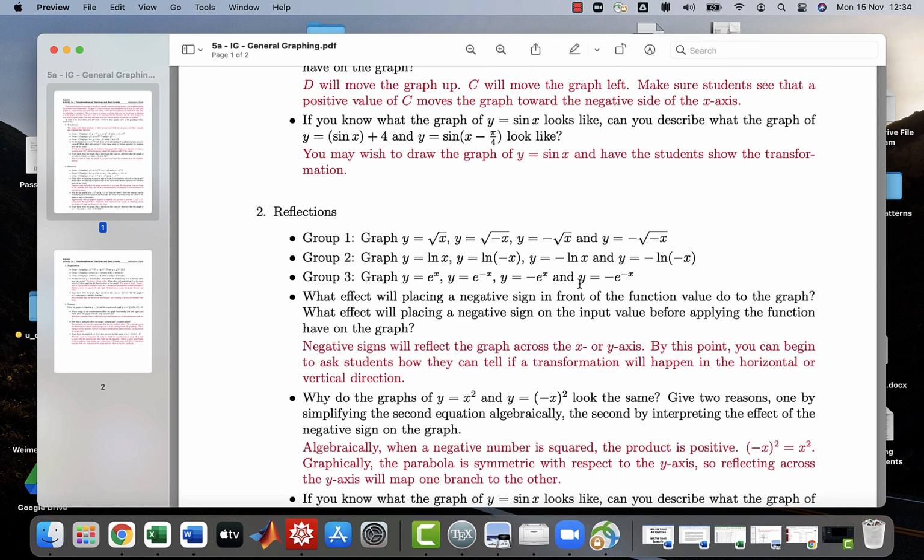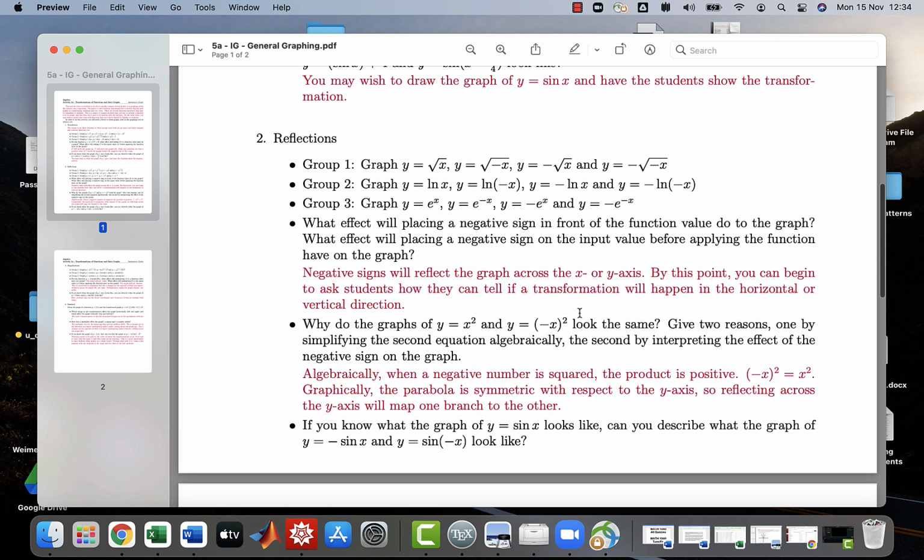Again, they get this pretty quickly. These are flips. Worth a little bit of time, since we're coming up on a parabola lesson, to talk about this bullet point here.